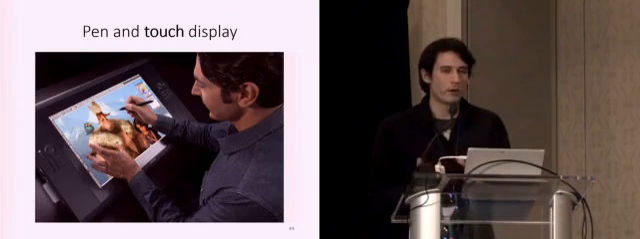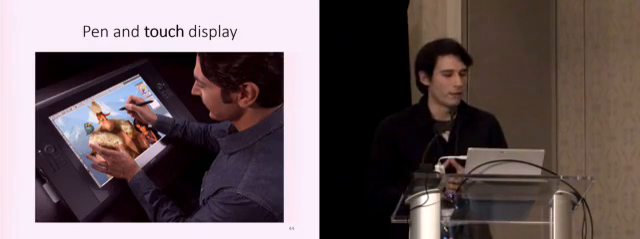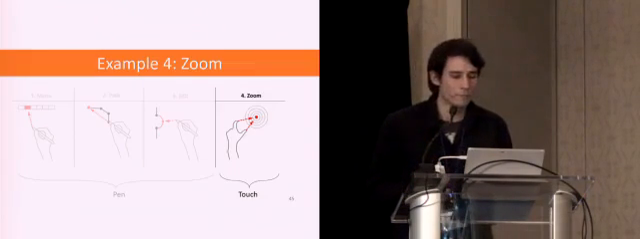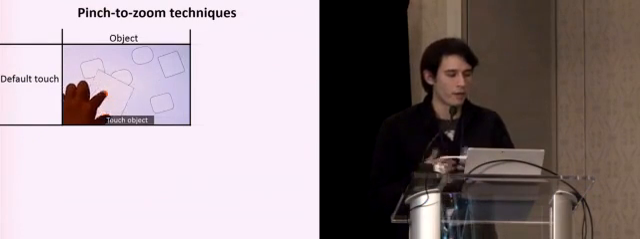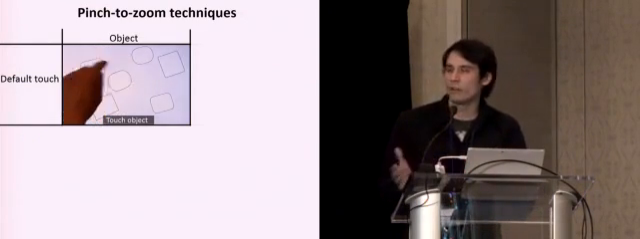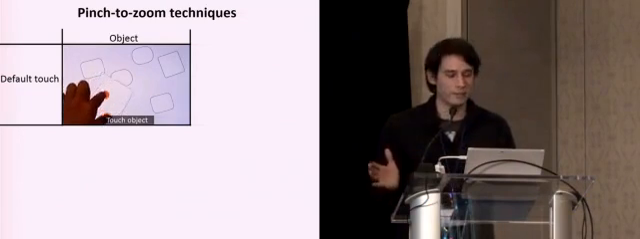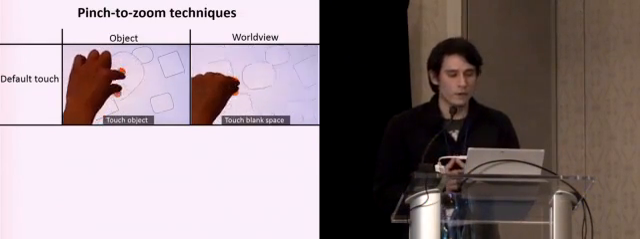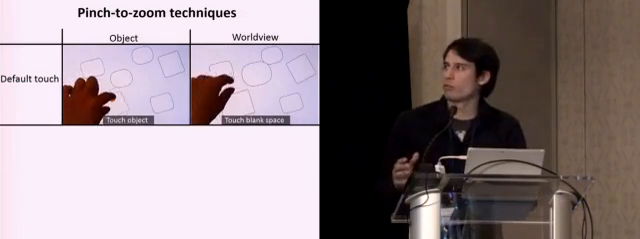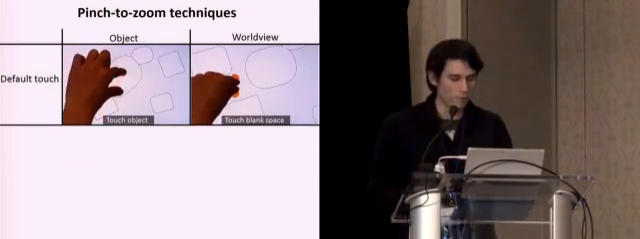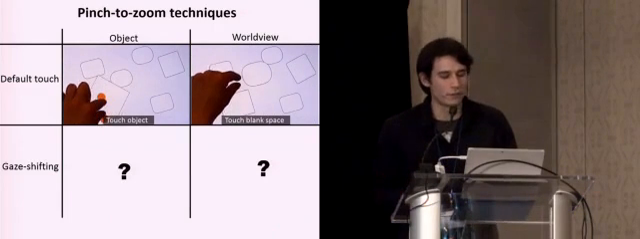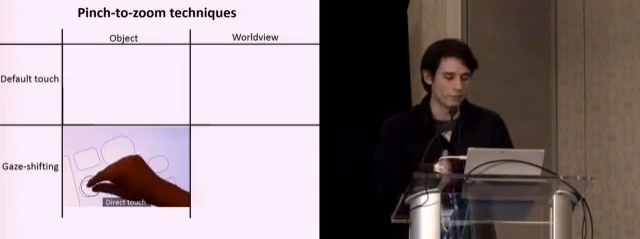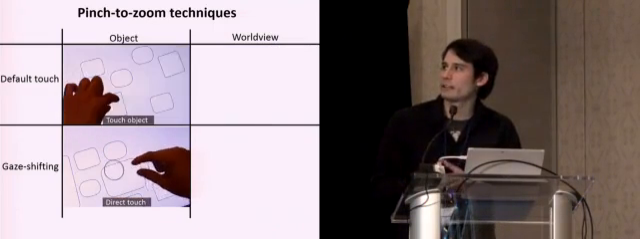However, our previous examples were all about pen interactions, and now I also want to show one example of touch, the pinch to zoom gesture. And how does it normally work? With default touch, when you touch a single object, you manipulate it. However, if you touch the blank space in between, you manipulate the whole world view. And we thought, how can we interleave these two tasks into the gaze shifting approach? If you perform direct touch, meaning you look closely at where you touch, it's like normal default touch, actually.